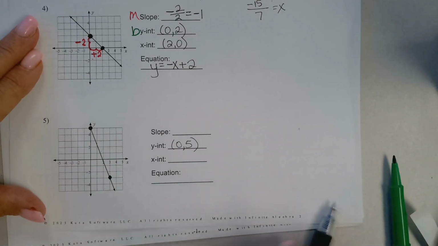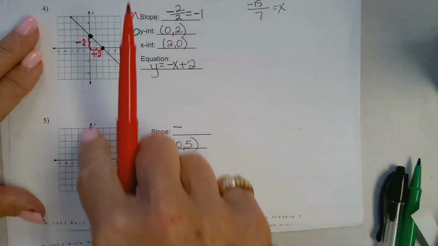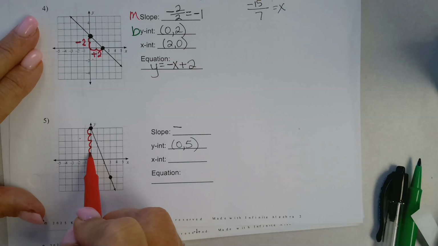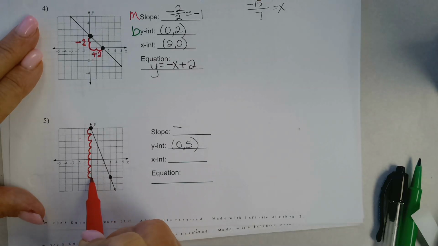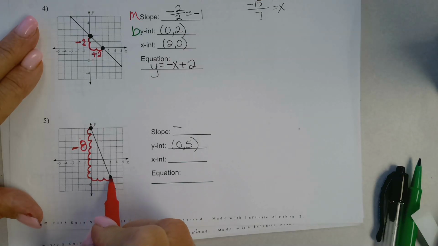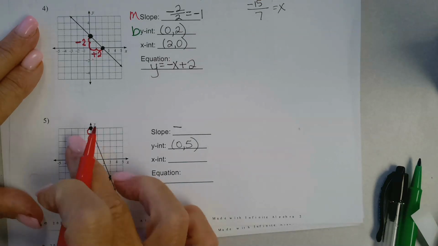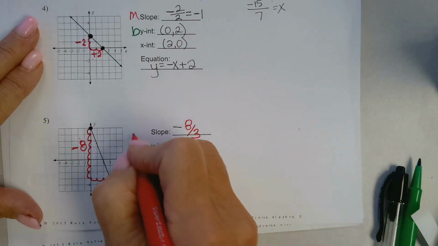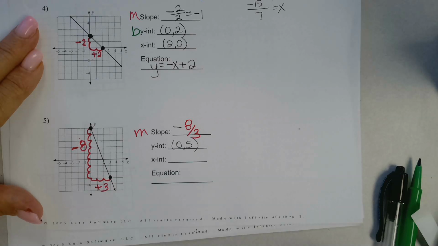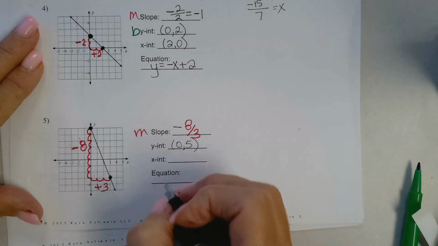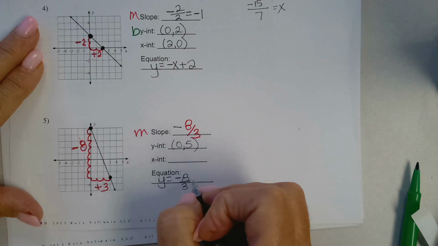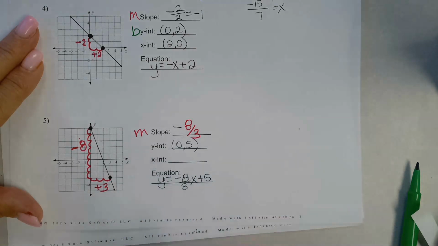Now, again, my slope is negative because it's going down. So we've got to count down 1, 2, 3, 4, 5, 6, 7, 8. So I went down by 8. And then 1, 2, 3. So I went a +3. So my slope, rise over run, is -8/3. All right. Plug this into your slope-intercept form of an equation, and you've got y equals -8/3 x plus 5.